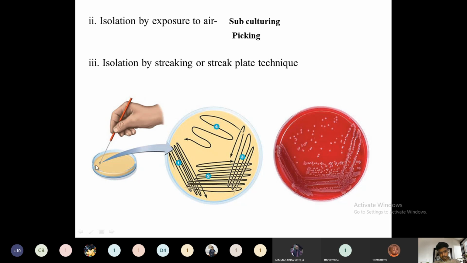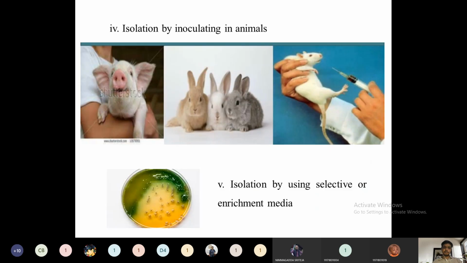So we use this spindle and give a streaking. When we streak this, we get multiple bacteria after a certain incubation period. That is called isolation by streaking, or the streak plate technique.